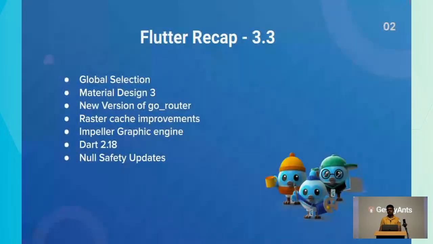So let's first look at what has gone before. The previous Flutter release was actually 3.3. And the things that came in that release were global selection, which came in very handy for Flutter web, and Material Design 3. Also, Navigator 2.0, I think it got recommended that we should replace it with Go Router. With all those things, the Impeller and the raster cache improvements are helping to improve the performance of Flutter while rendering things, and Dart 2.18 and some of Dart's null safety updates. So this was what went before Flutter Forward.